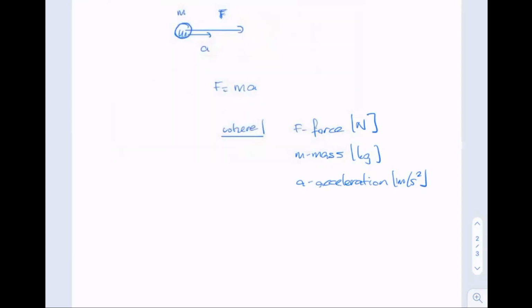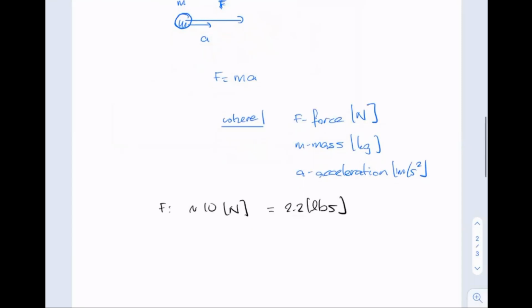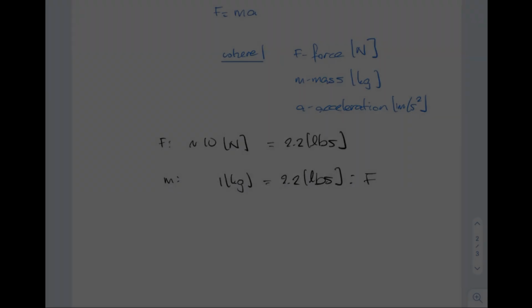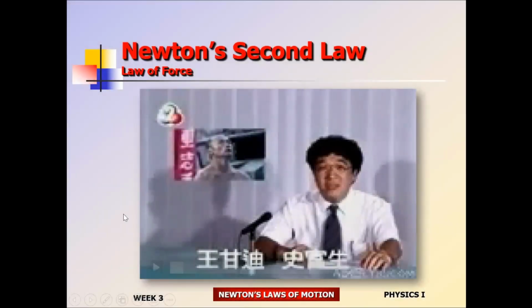The unit of force is newtons. In the United States, we use pounds. So roughly 10 newtons of force is going to be 2.2 pounds. Not to be confused with mass. 1 kilogram of mass is 2.2 pounds as well, except that was a force unit. Got that right? Give yourself 5 points for that one.